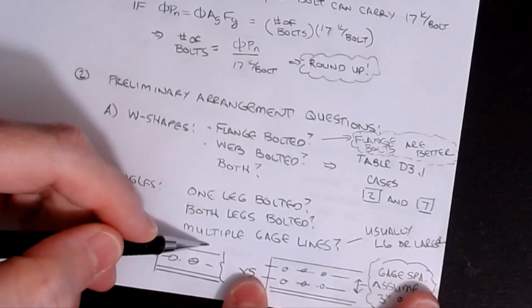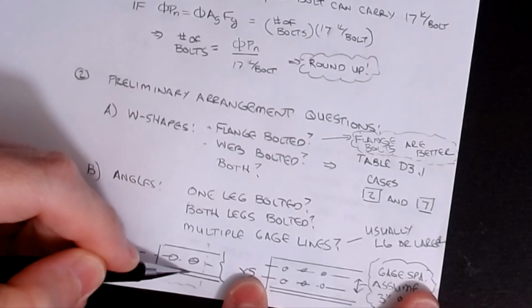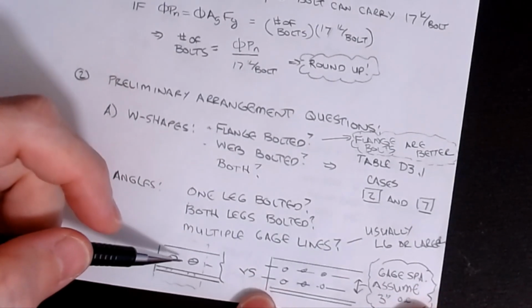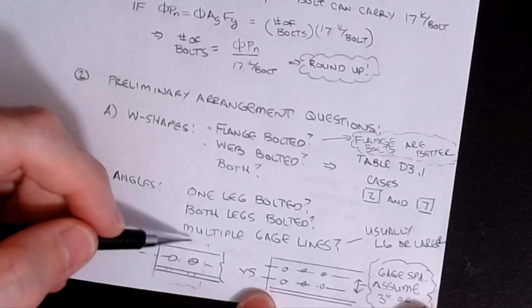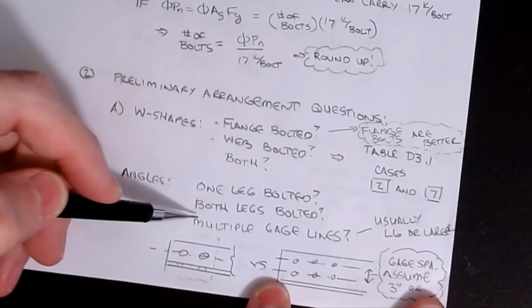If I have a plate on the back side of this to accommodate those, I also need a plate here to pick up the bolts in the flanges. That's 2 plates, which is a more complex connection to make. So if I can get away with just bolting one flange, it's a lot easier. Those are all things that I'm thinking about.